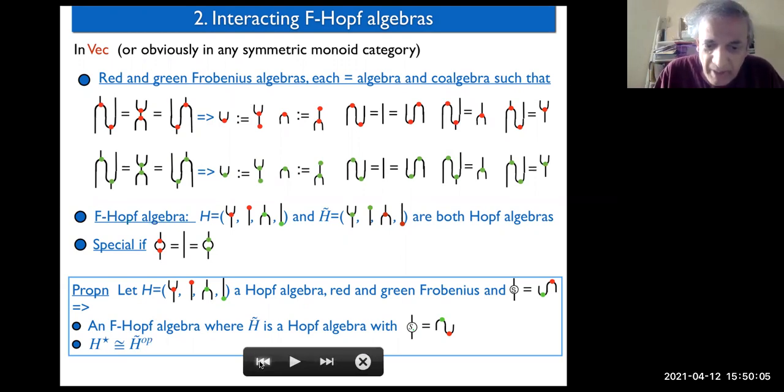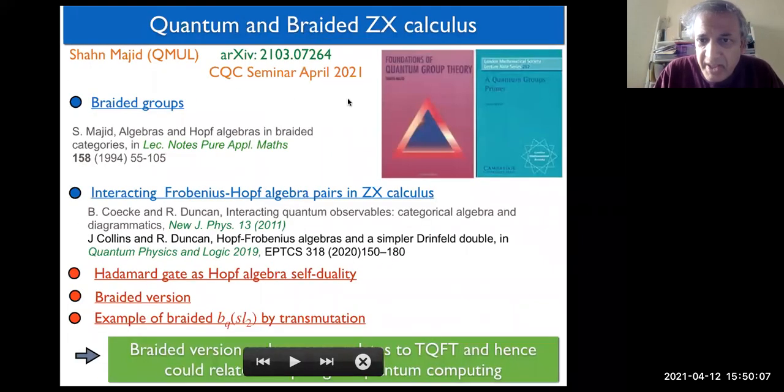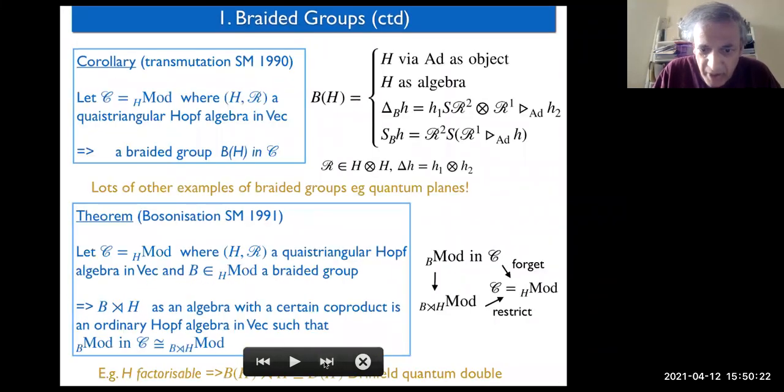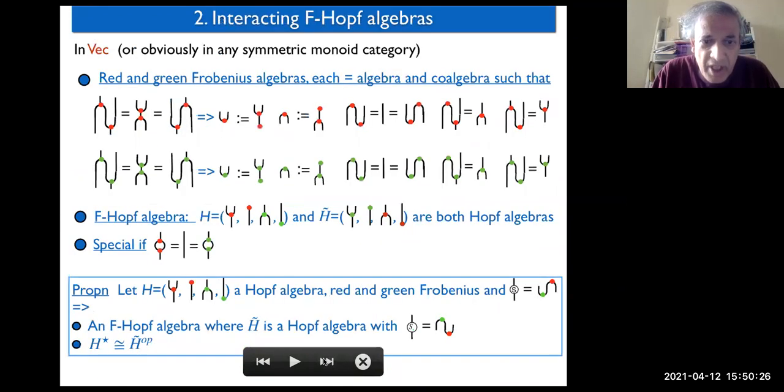I should have mentioned something here. If you want to read more about this theory, then chapter 10 of this book is all about braided Hopf algebras, and large chapters of this book are all about braided Hopf algebras. So you can read, as well as this review article, you're welcome to read in there, and by all means, ask me any questions you may have if you're interested in reading more about these. Okay, that's all for the generalities.